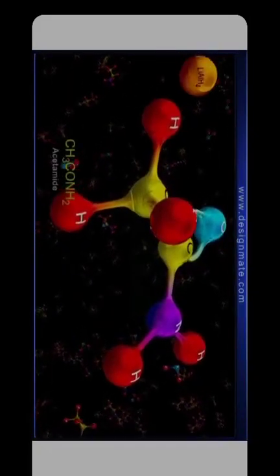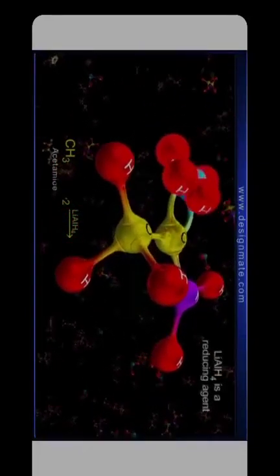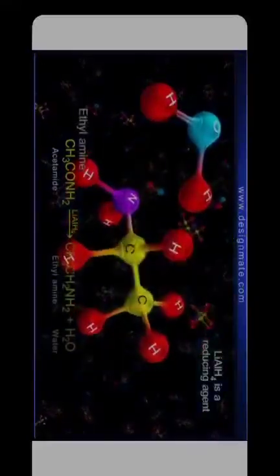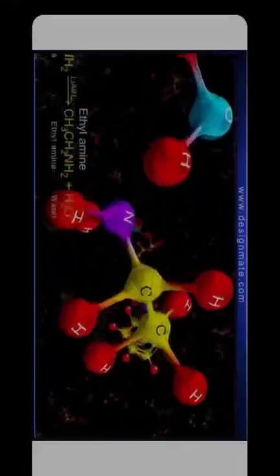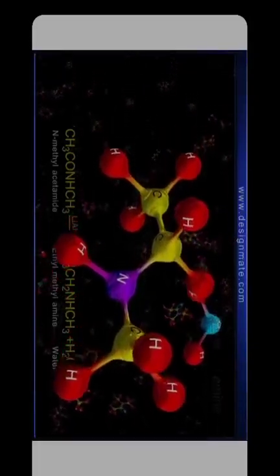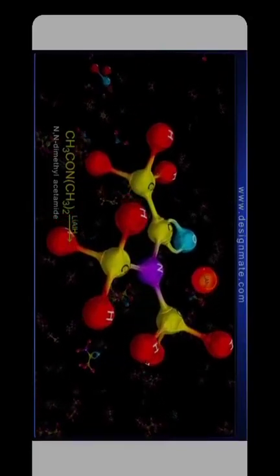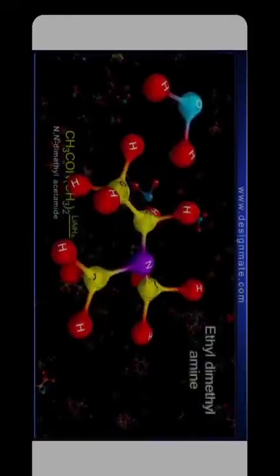Amides like acetamide on reduction by lithium aluminium hydride solution in ether give a primary amine, ethylamine, while under similar conditions, benzamide gives benzylamine, also a primary amine. On the other hand, N-methyl acetamide gives ethyl methyl amine, which is a secondary amine, and N,N-dimethyl acetamide gives a tertiary amine, ethyl dimethyl amine.